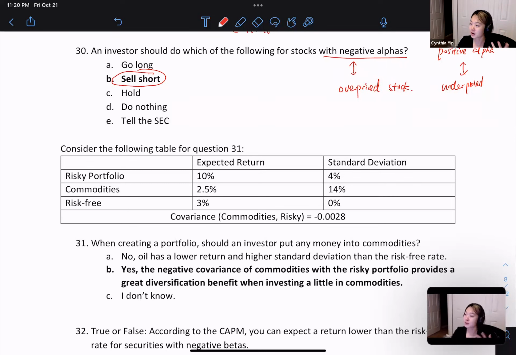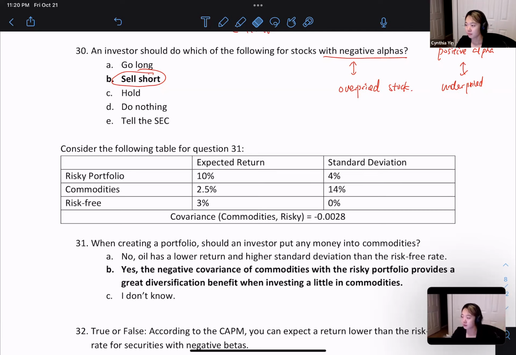And those companies are underpriced. As I said in the example, not many people know that, or the demand is just too low compared to their true value. So they're underpriced, and you will earn positive, brilliant, great alpha by buying those undervalued stocks.